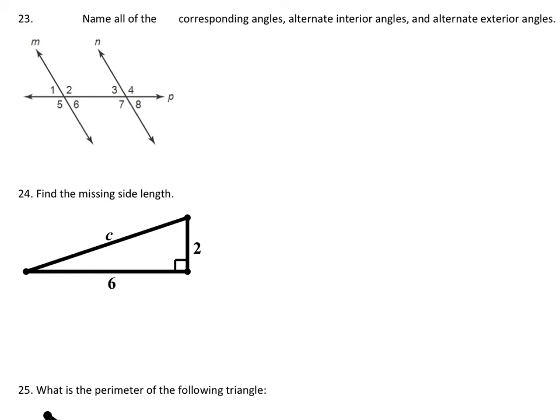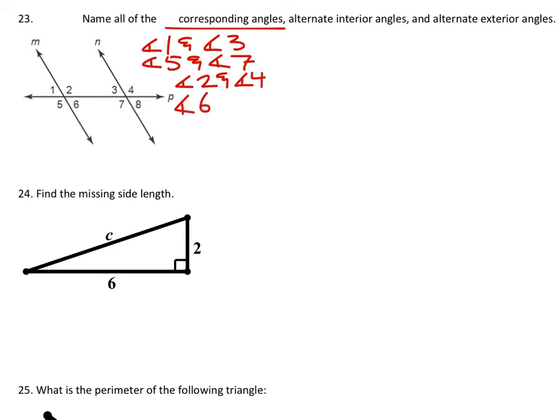Number 23, name all of the corresponding angles, alternate interior angles, and alternate exterior angles. Alright, we'll just do this in list format. So corresponding angles would be something like angle 1 and angle 3. And also angle 5 and angle 7 would be a set. And then also angle 2 and angle 4, and then finally angle 6 and angle 8.